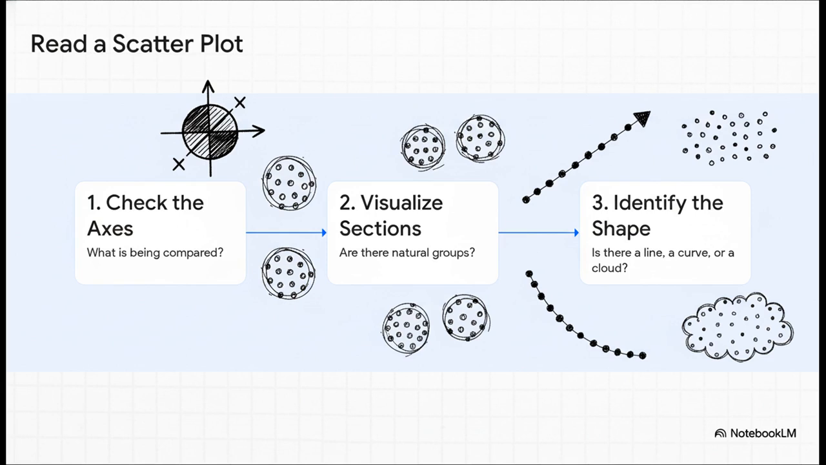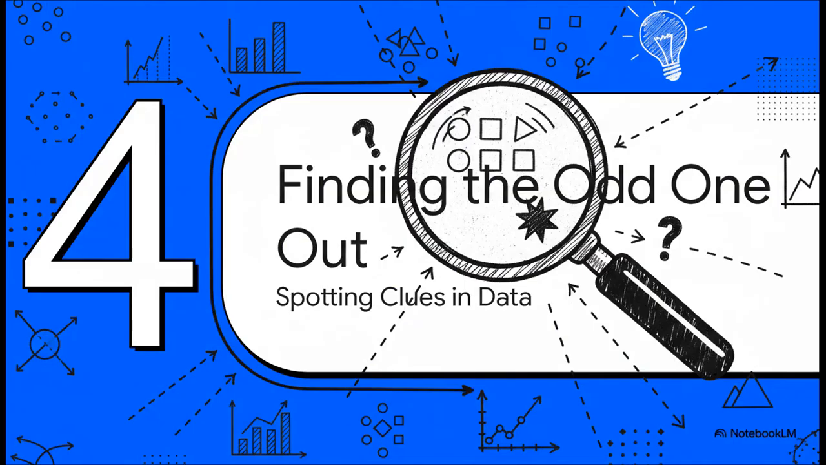First, always check the axes. What are we actually comparing here? Second, just kind of squint and see if you can spot any natural groups or clusters. And finally, look at the overall shape. Do the dots make a line? A curve? Or is it just a big random cloud of points that tells you there's probably no relationship at all? So now that we have our magnifying glass, we can officially become data detectives.